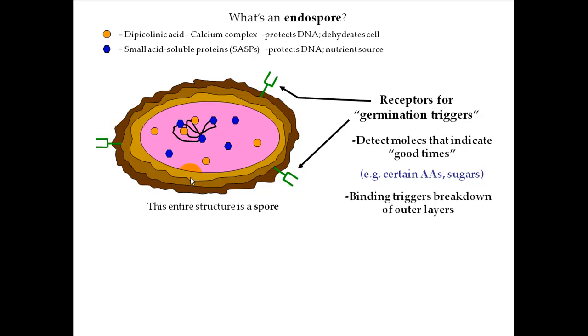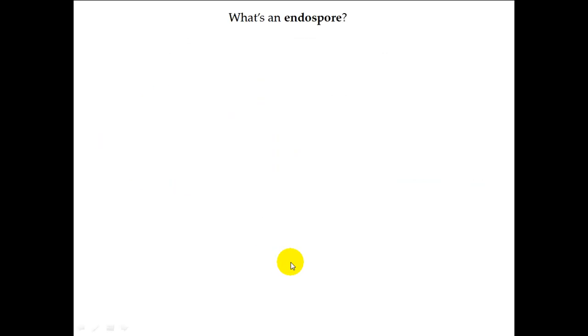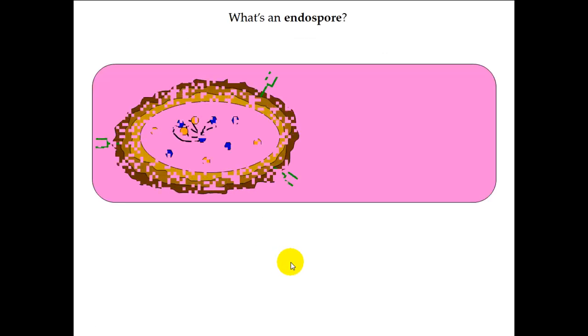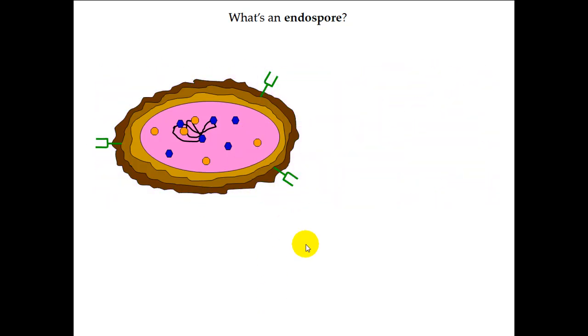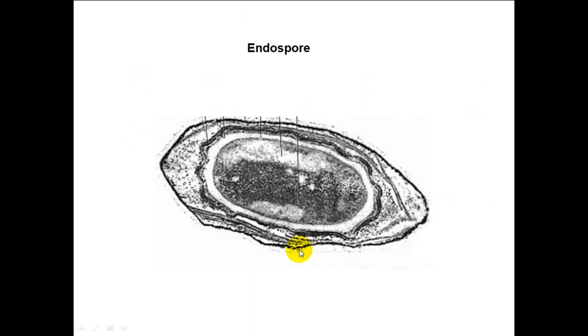And again, if you consider this entire thing, this is what an endospore is, right? So whenever a cell undergoes stresses, and it makes an endospore, that's what that entire endospore looks like. It's this whole thing. Here's a real-life picture of an endospore. So again, it's surrounded by all these protein coats.